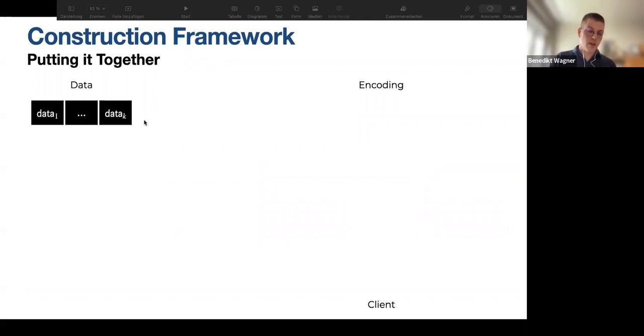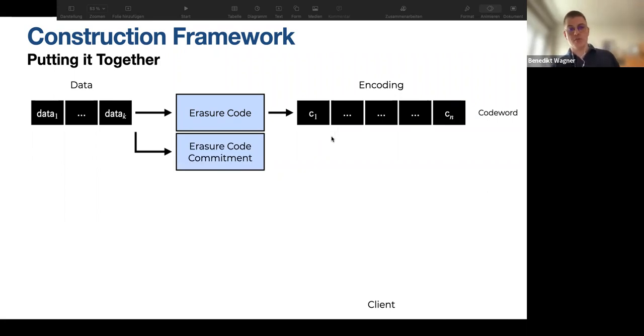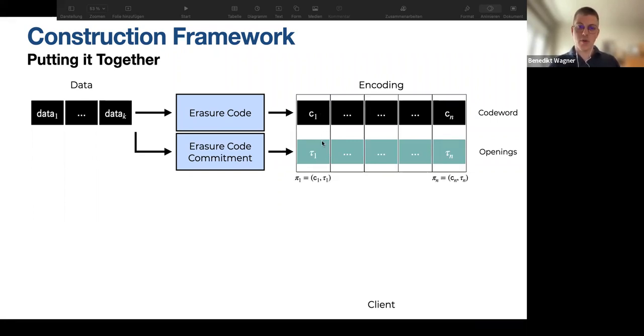So we start with the data. And now the first thing we do is we use our erasure code to compute a code word, and this will be the first part of the encoding that we will store in the network. And now, of course, we saw in the beginning we needed this Merkle tree to ensure consistency, and now we use our erasure code commitment scheme for that. So our erasure code commitment scheme will give us openings for these code word symbols. And we will group together the code word symbol with its corresponding opening. So one symbol of our encoding for the data availability sampling scheme is a tuple which contains the code word symbol and its opening. Okay, so now this is the encoding.